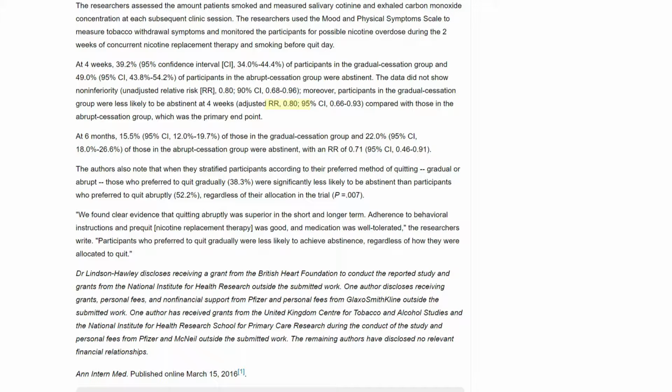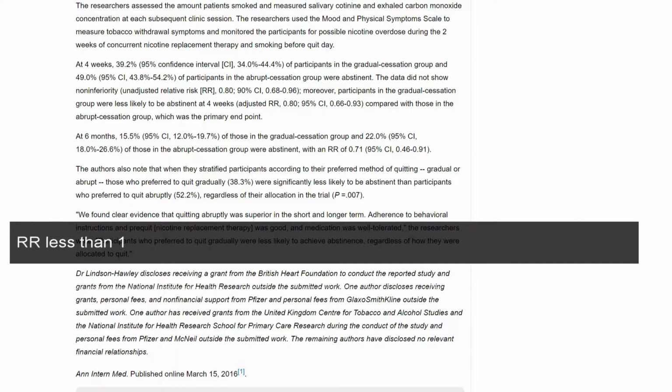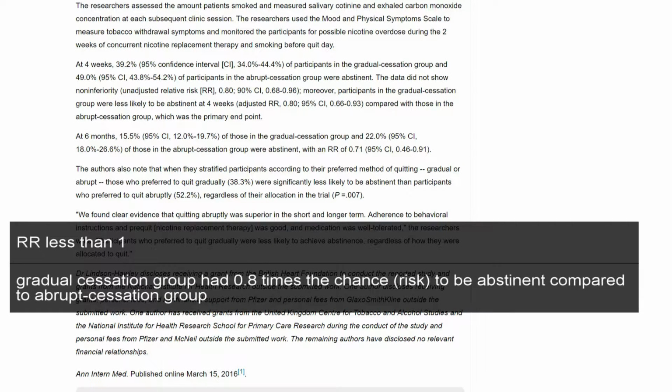First of all, we look at the relative risk, whether it is greater than 1 or is it less than 1. So 0.8 is less than 1, meaning the first group has less chance. Formally, we say participants in the gradual cessation group had 0.8 times the chance or risk to be abstinent at week 4 compared to participants in the abrupt cessation group.